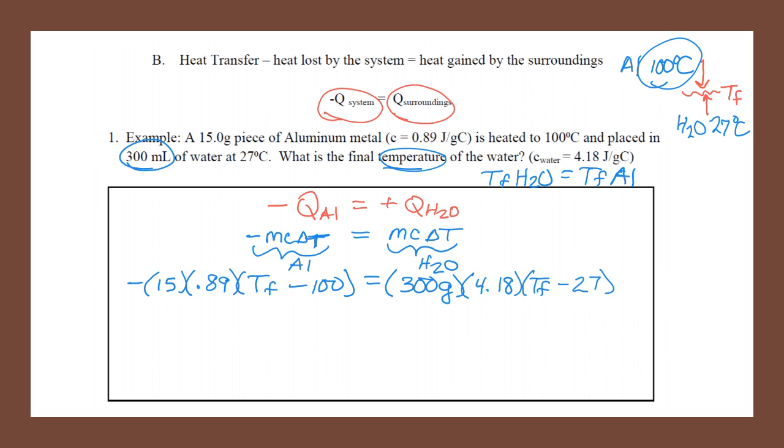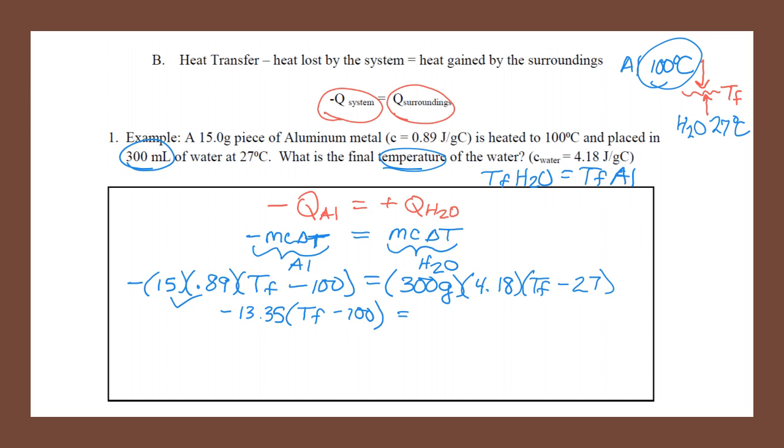Okay, now we have some distribution things that we need to do. Let's multiply these numbers together first. 15 times 0.89, that's negative. That's going to give me negative 13.35. And then we'll leave TF minus 100 in parentheses for now. We'll deal with that in a second.